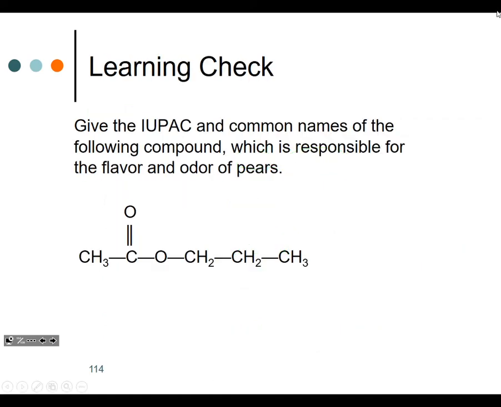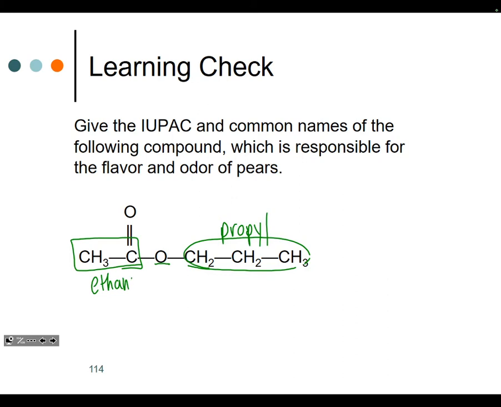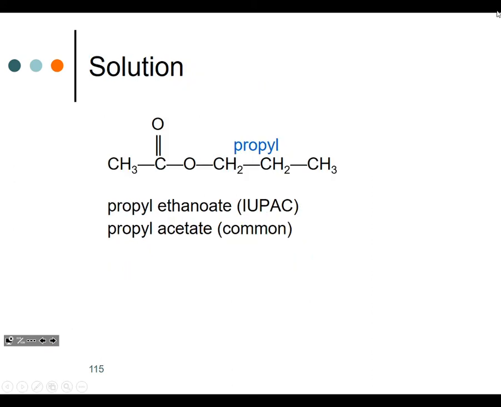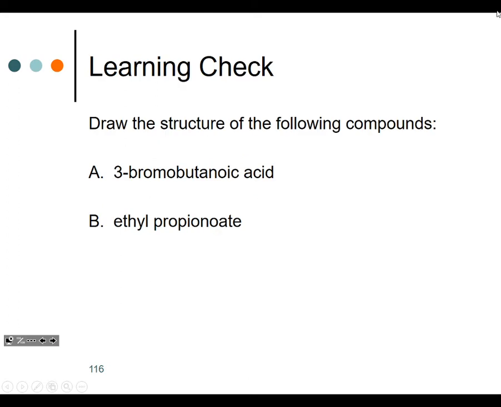It says, give the common name of the following compound, which is responsible for the flavor and odor of pear. So name your oxygen side first. Here's your oxygen. So propyl, and then eth, because there's two of them, and end it in OATE. Propyl ethanoate is going to be your answer. Now the common name would be propyl acetate. Like I said, you can use either one that you want. I just want to make sure that if you see propyl acetate on a homework, you know what that is.